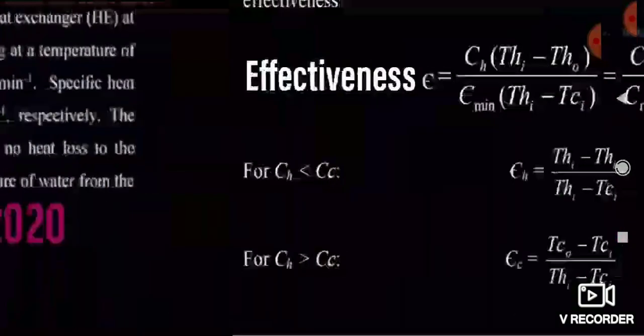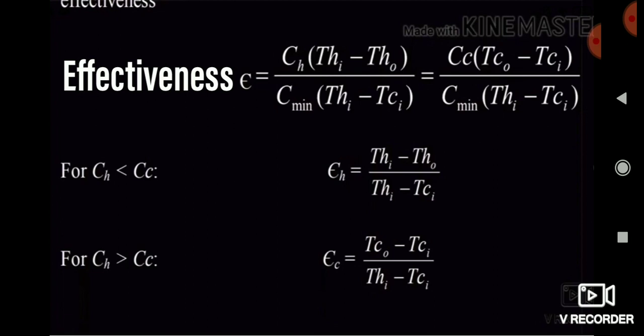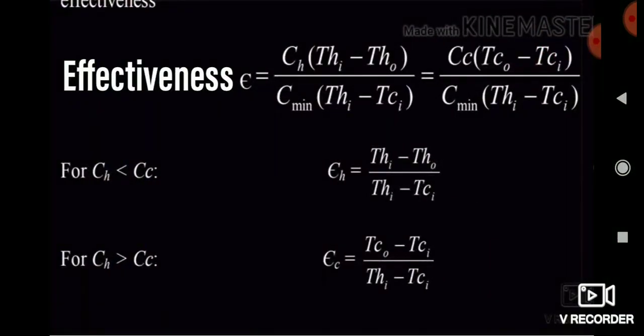So by this formula you all know that C minimum is in the denominator. So here it is clearly mentioned that Ch is less than the Cc value. So effectiveness, I think all of you know that when Ch is less, then Ch will come in the denominator and Cc will go in the numerator. So here the Ch value is less, that is Ch into effectiveness is equal to Cc into Tc naught minus Tci divided by Ch into Thi minus Tci.